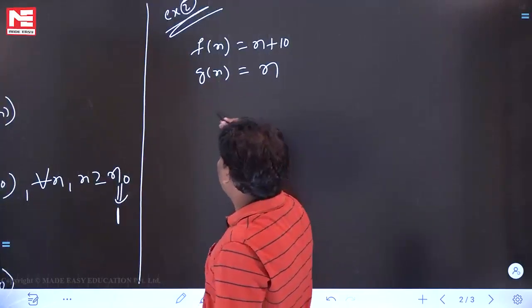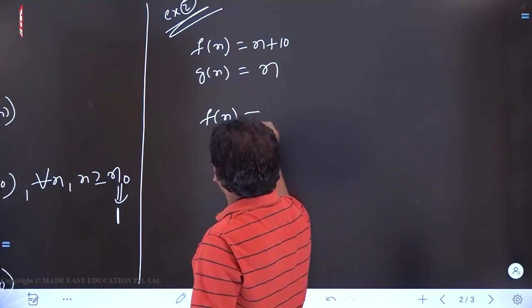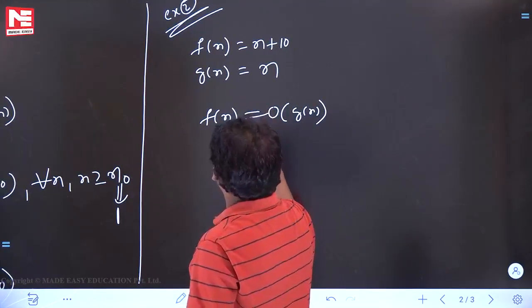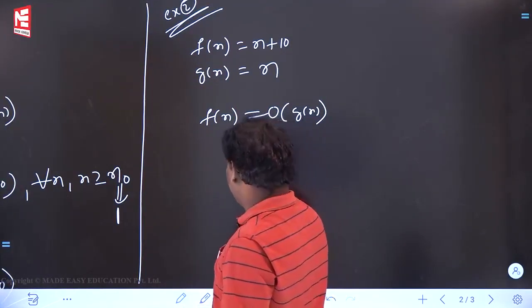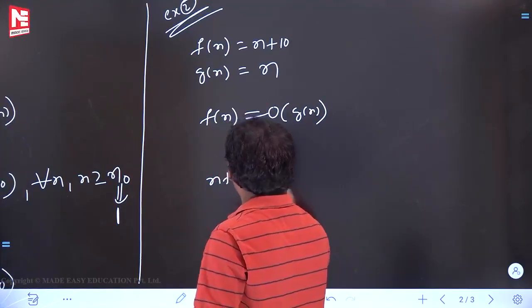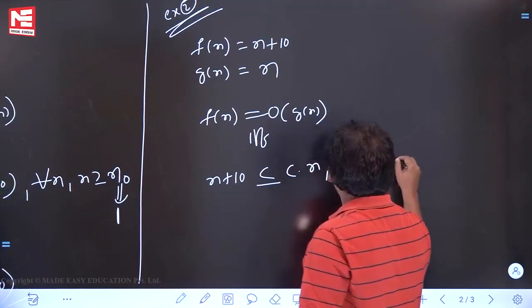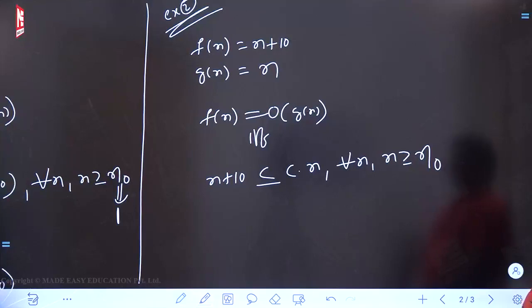Now, I want to prove that f of n is equal to big O of g of n. If you want to prove it, what is the condition? You have to satisfy this condition: n plus 10 is less than or equal to some C into n, for all n where n is greater than or equal to n0. I have to prove it.